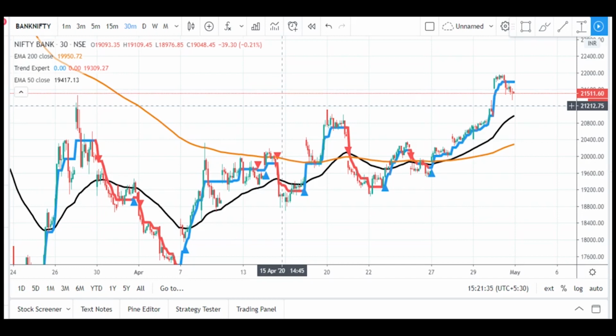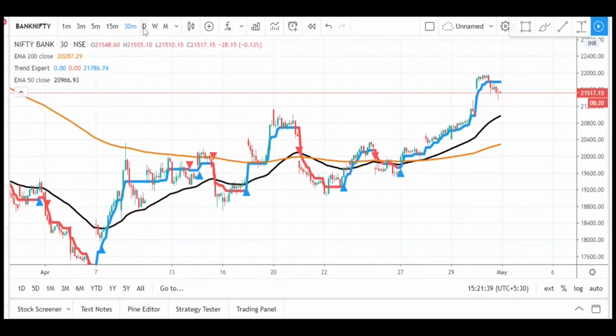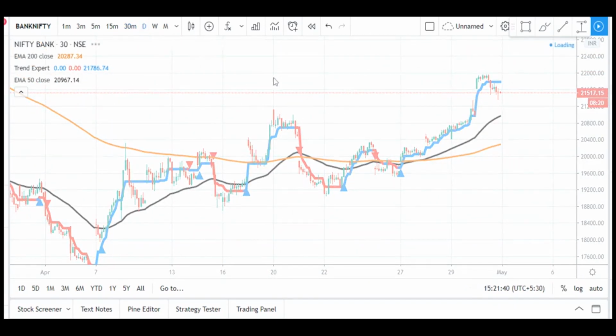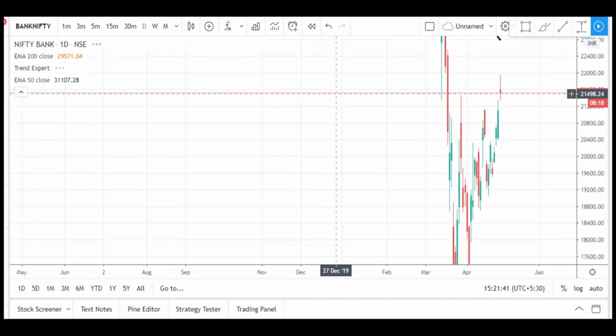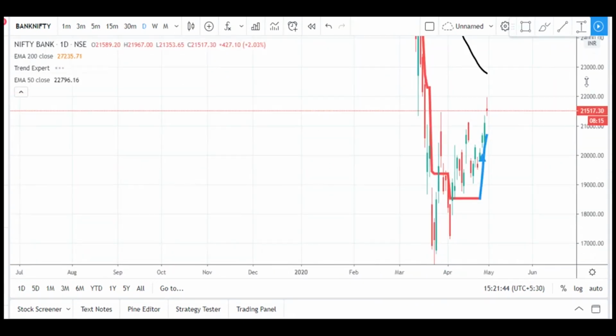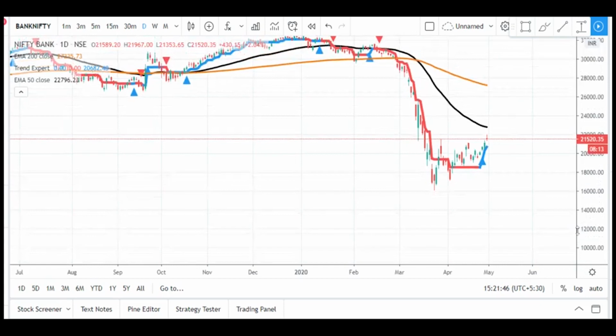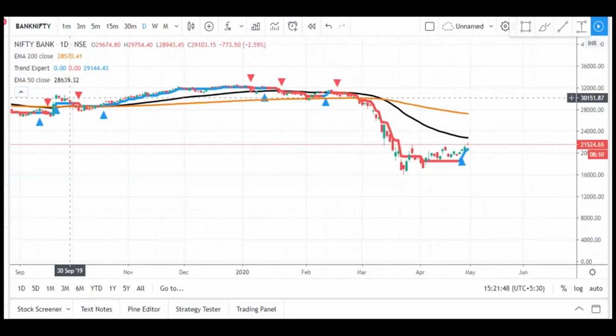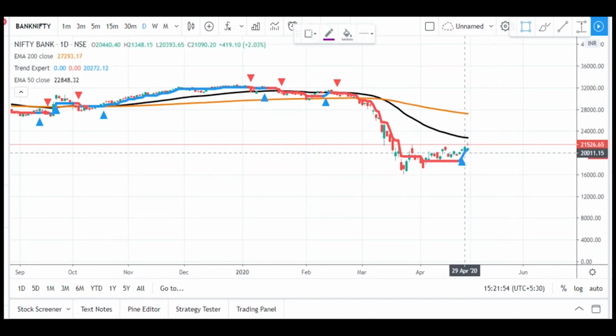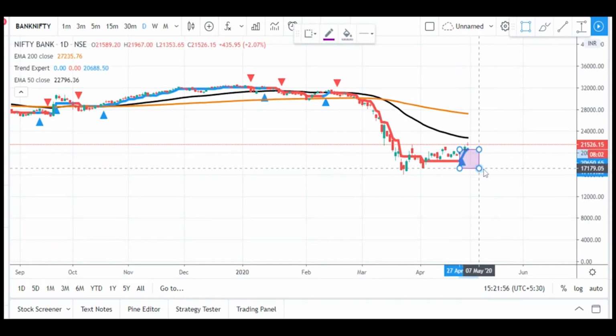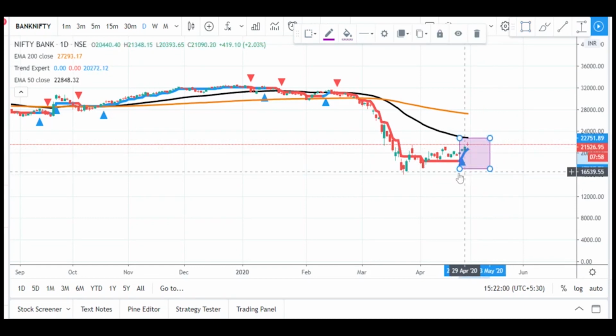So now I have taken the Bank Nifty chart here. Before we take the trade, we have to check its trend direction. We go to the day trend and then we check the trend direction here. It is in uptrend because we have got a buy signal and a blue line there. From this region, Bank Nifty is in uptrend, guys.